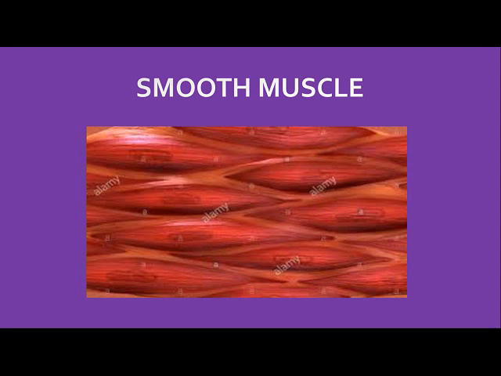Now children, the third type of muscle is called the smooth muscle. Now you can see in the picture that they are spindle shaped. Spindle shape means that from the ends they are pointed and at the center they are broad. So these muscles are spindle shaped, and they have a nucleus which is centrally located.